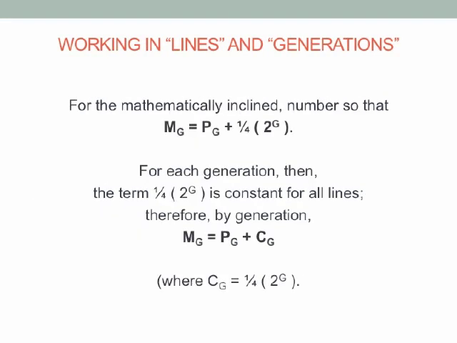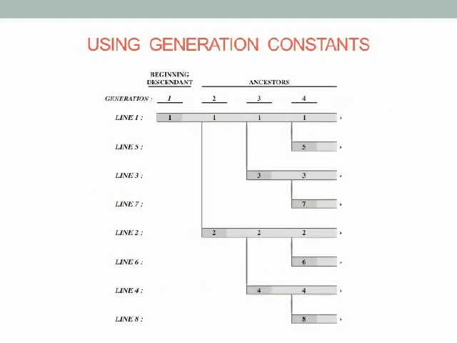For the more mathematically inclined, there's some interesting algebra here where we represent the maternal line as the paternal line plus a factor, which is the coupling number 2 raised to the generation number. So that can be treated each generation almost like a constant, and you can begin to use generation constants to think about this. The rest of the talk will be a bit mathematical, but it's here for your enjoyment.